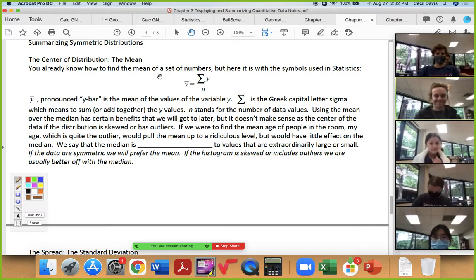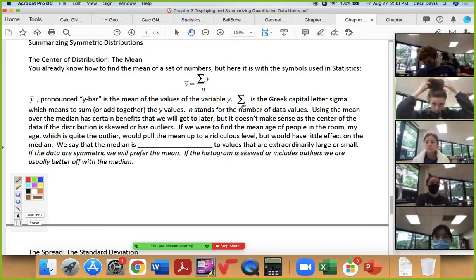All right. So here's the formula. This is y bar. Anytime you see something with a bar over it like that, this is not geometry class, so it's not a segment. This is the mean. It's the sum of all the y's divided by n. This is the Greek capital letter sigma. And it's used in math. Anytime you want to add things together, they use this.